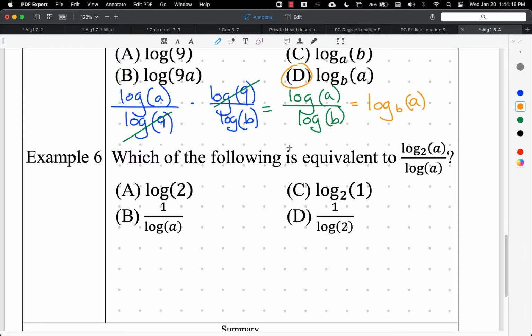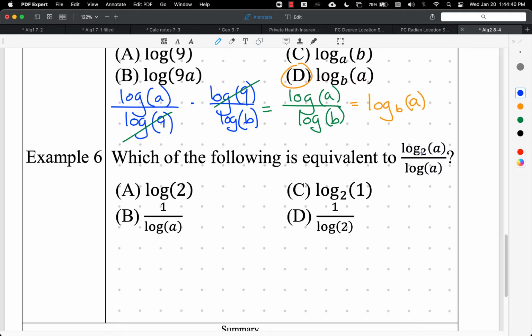Example number 6. Which of the following is equivalent to that thing? Oh boy, we're gonna have a fraction over a fraction. I see a keep it, change it, flip it in our future. Here we go. Again, someone that I've never talked to today yet for mathematics. Not just in the hallway. Log base 2 of A. That numerator. I need to do a change of base formula because that is a weird base. It just makes me feel uncomfortable. Log base 2 of A.